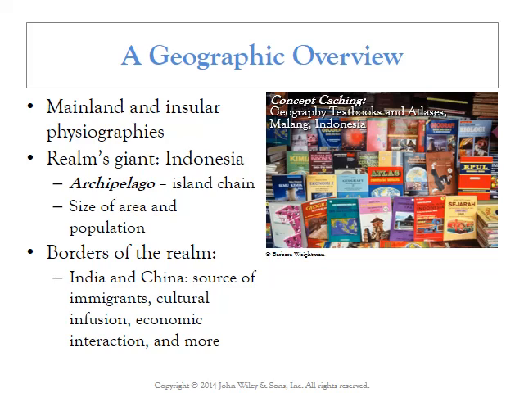Okay, so on this slide, they're immediately hitting us with some jargon. So hopefully you're familiar with the term archipelago. Archipelago is essentially a chain of islands, and Indonesia is a good example of an archipelago. If you think about the Aleutian Islands, the island chain off of Alaska, that's another archipelago. It's just a chain of islands.